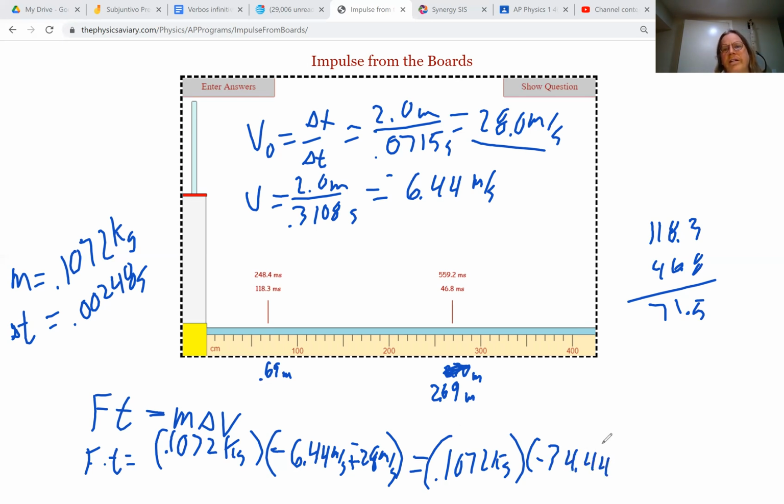See, it's going 28 one direction. Think of a number line, 28 on one side. Then it's going the other direction, a negative 6.44. So if this is 0, it's going a negative 6.44. That's a bigger difference in velocity. This is the 28. Negative 6 is over this way some more. It's a bigger difference. I'm adding my negatives together, which is negative 34.44.